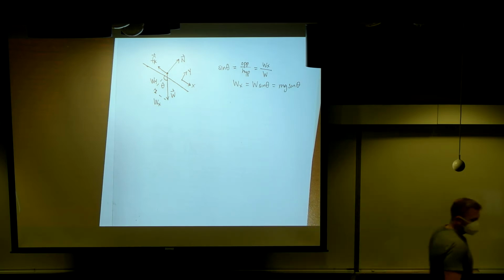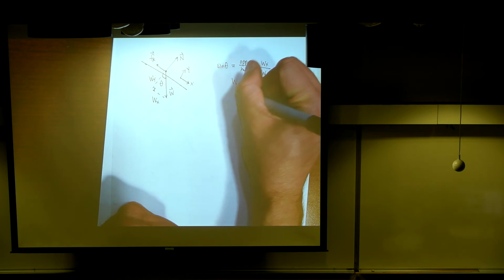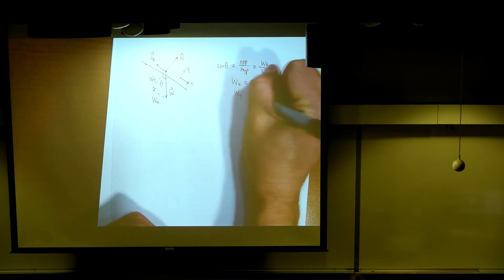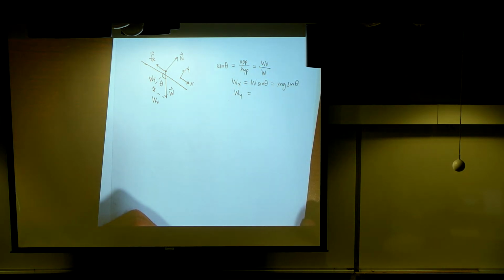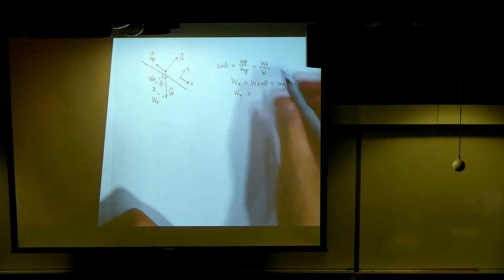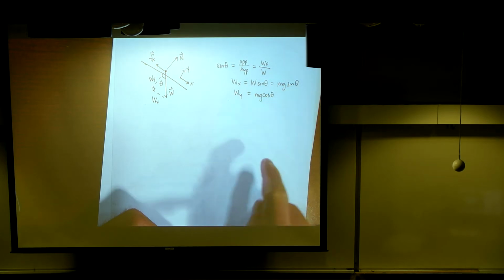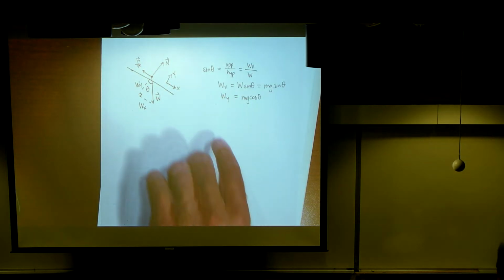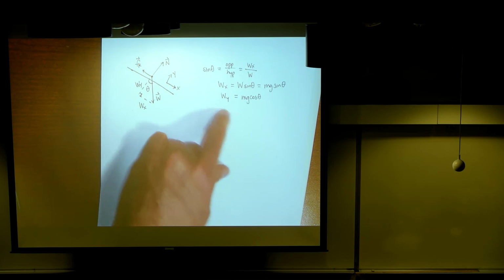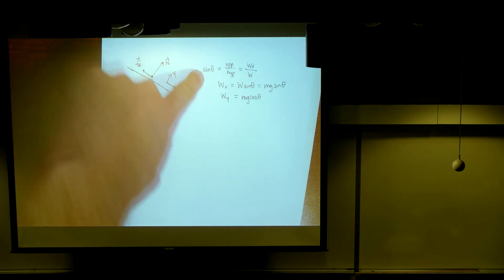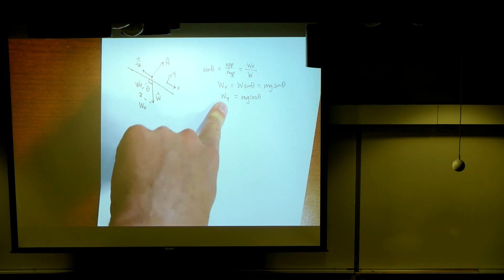So you can probably guess what WY is equal to then. What is it? Yeah, so when we go through that whole process, it'll be mg cosine theta. I'm not going to go through that because it basically works the same way. Just write down the definition of cosine, and you'll reach this. Okay?